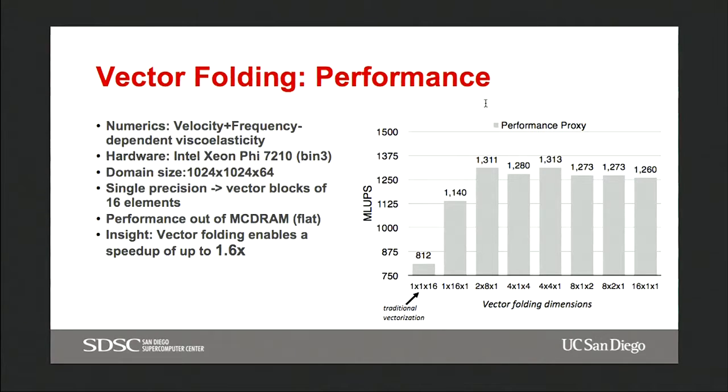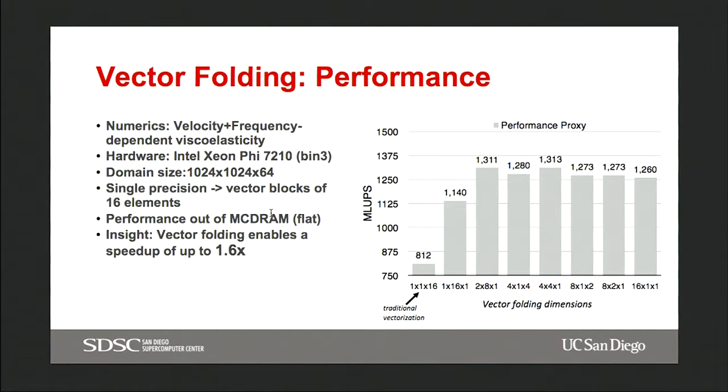OK, so that is vector folding. Like I said, this isn't full application performance. This is performance from the proxy. And I should also say this is running on a bin 3. It's a 7210, one of these DAP nodes that Joe Curley advertised yesterday. Later performance numbers will be on the 7250, but this one is on the 7210. Also, this is all running out of MCDRAM in flat mode.